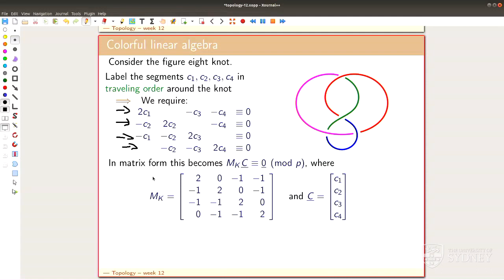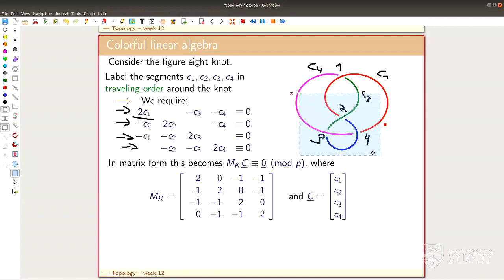The overstrand is always the one that goes over, so we can do it explicitly. Let me try. Let's say this is the first crossing. Let me use a different color. This is the first crossing, second crossing, third crossing, fourth crossing. You can label them in any way you want, and you just get a permuted matrix. But let's label it like this. Then the overstrand here gets a 2, so this is strand C1. And the two understrands, that's C3, for example, and this is C4. Let's see whether this actually works. Let me get rid of those, because it doesn't. Wrong labeling.